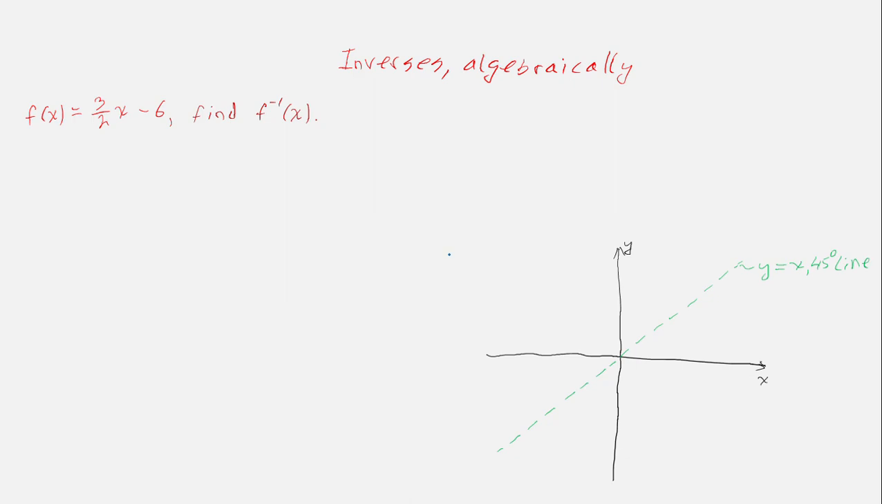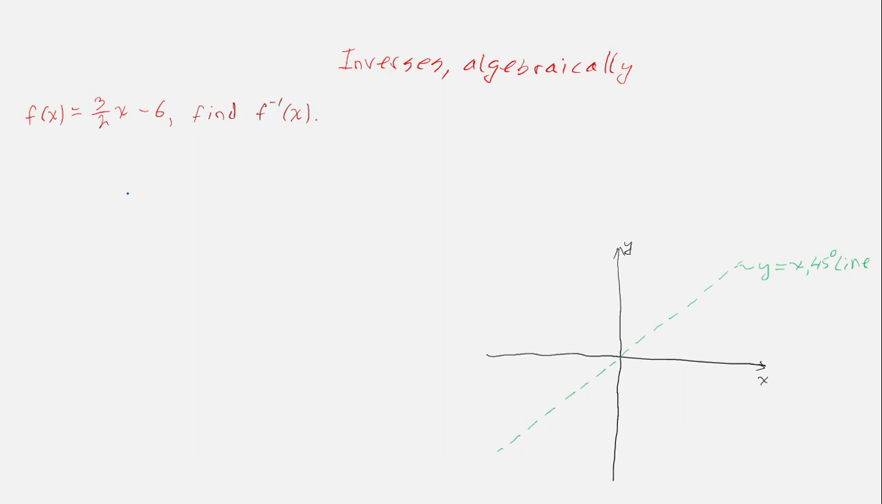Hello everyone. Let's talk about inverses again, but this time let's talk about how to find an inverse algebraically. For example, if we have f of x given and it's equal to 3 over 2 x minus 6, and we need to find the inverse, f negative 1 of x, right?